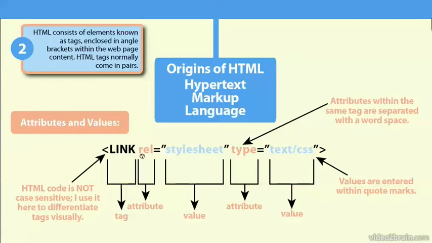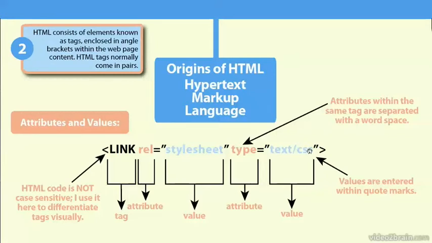I like to think of the attribute as maybe a question, and then the value is the answer to that question. So for example, in this particular case, the link element, type is the question: what type of link is it? And the answer is it's a CSS file. So that's kind of how I like to think about it.